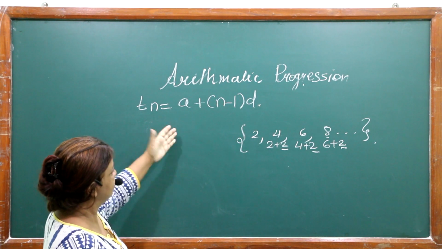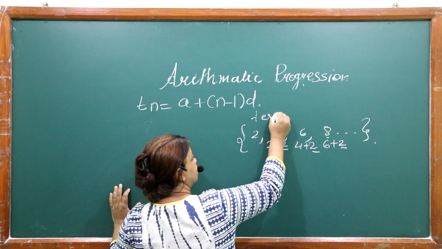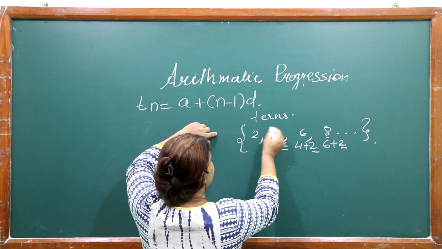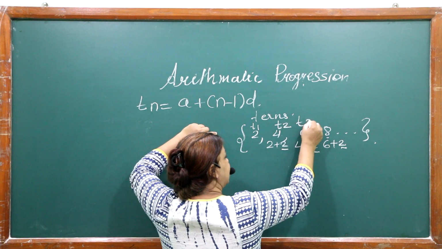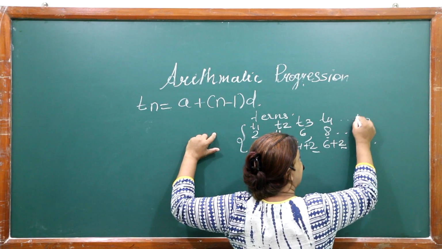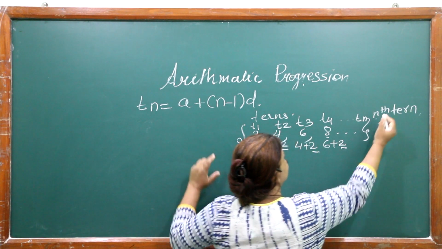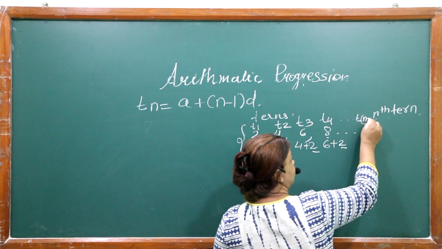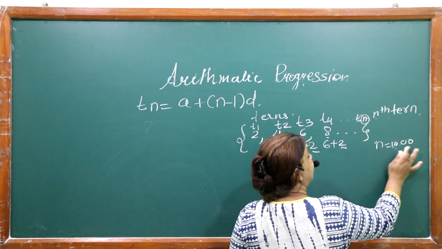Now let us see. All the numbers which are written are known as terms. So here T1 is the first term, T2 is the second term, T3 is the third term, T4 is the fourth term, and Tn is the nth term. Any number of terms. N can be of any value. N can be 20, N can be 1000, N can be 100, anything it can be.